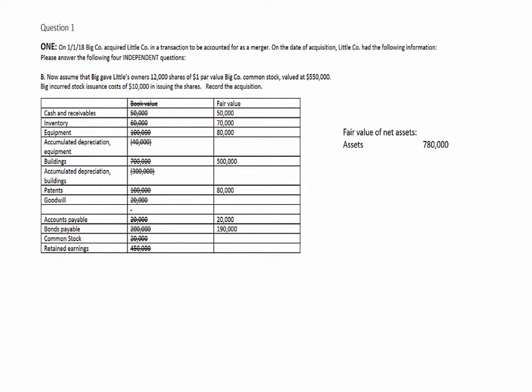Again, the first thing we need to do is figure out the fair value of the net assets and whether there's goodwill or not. So net assets have a fair value of $780,000 for the assets, $210,000 for the liabilities, net assets $570,000, and now we're giving the previous owners shares of stock worth $550,000. So somehow we ended up buying this company for less than the fair value of its net assets, and we're going to have a $20,000 bargain purchase.